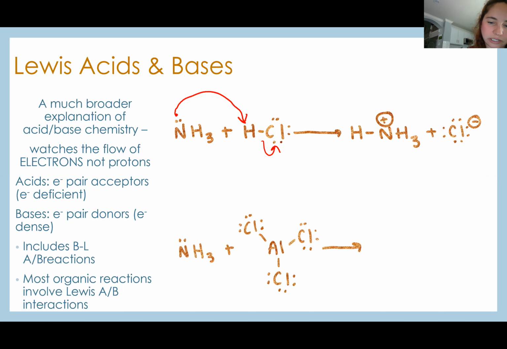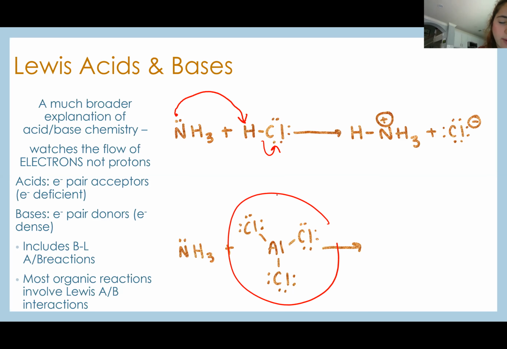So these reactions are electron-based but have nothing to do with proton transfer. Just looking at these, we have ammonia and we have aluminum chloride. Which species is going to be our base? The ammonium chloride? No, it's actually still going to be our ammonia.